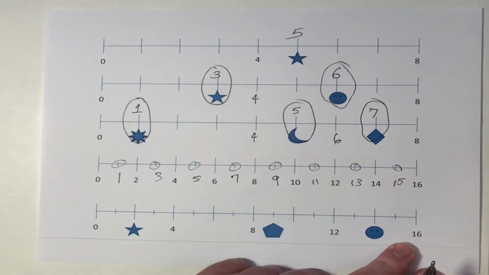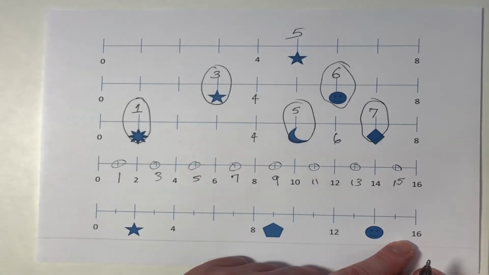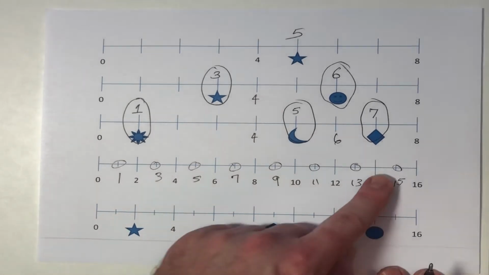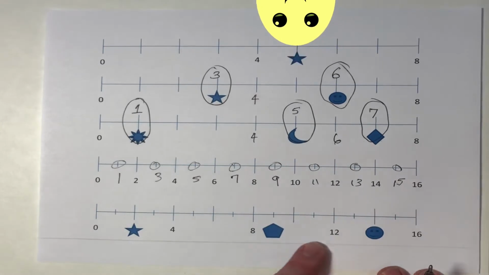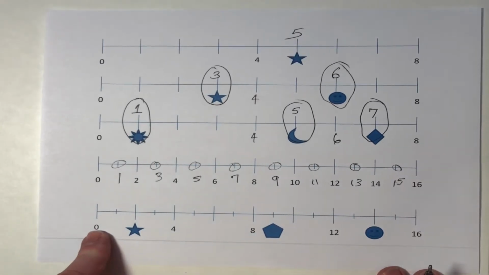Look at the bottom scale. It ends in 16 too, doesn't it? It goes from 0 to 16 and all the marks look the same. So we know this is the same kind of scale. Let's figure out what our symbols are.